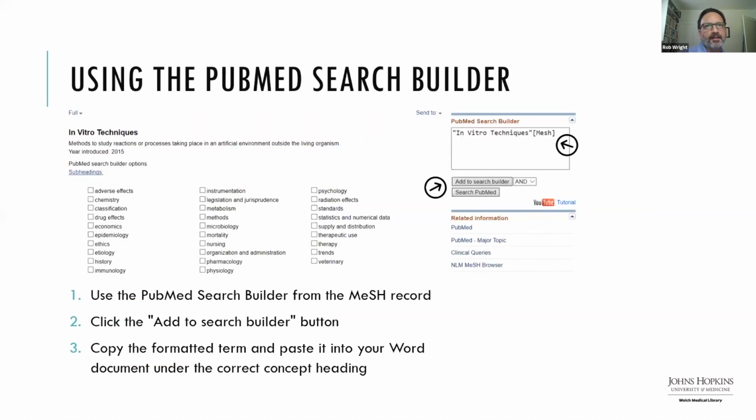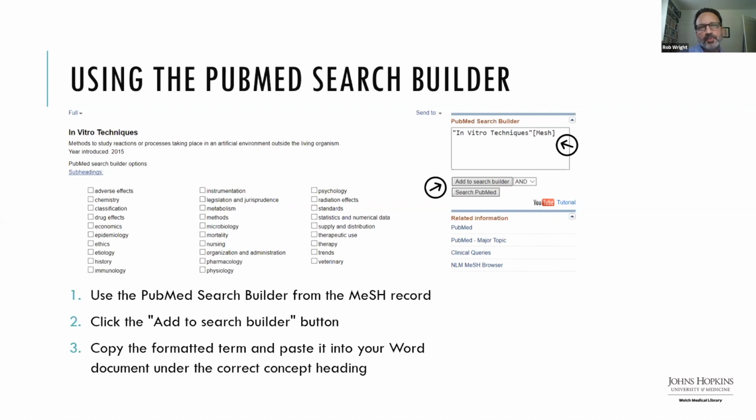And then once you arrive at the MeSH record, you can use the PubMed search builder in order to capture the term and then add it to your search. So you can click on the add to search builder button in the PubMed search builder. It then populates the box there with the term itself, fully and appropriately formatted, including quotation marks and the field tag for MeSH, which we'll talk about a bit, what field tags are and why they're important. But basically, this is the fully formatted MeSH term that you can then copy, paste, and put into your search.